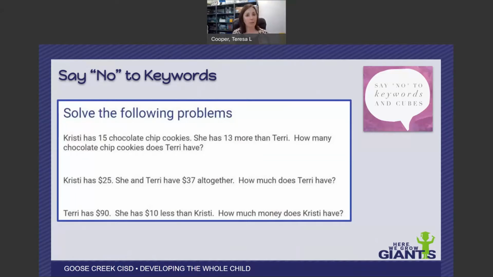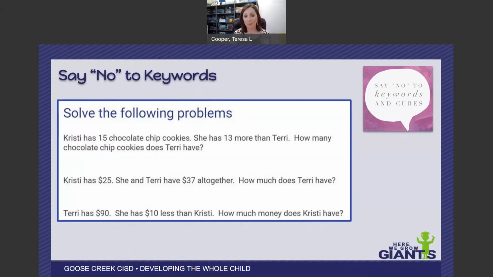So here's another one. Christy has $25. She and Terry have $37 altogether. How much does Terry have? We tend to have kids who see the word altogether and they think, oh, I'm supposed to put them all together. I should add this together. But she and Terry have $37 altogether is the total. So this would be a subtraction problem, not an addition problem.